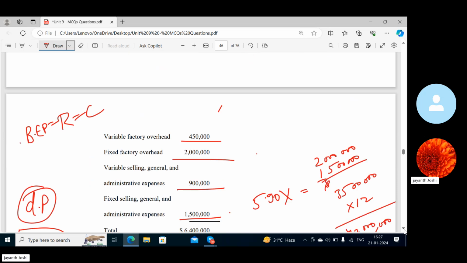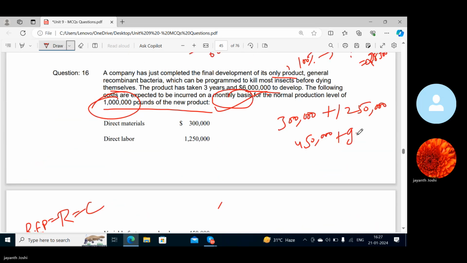We will take 9 lakhs. These are all your variable costs, 2 lakh 19, 29 lakhs. Is it right? Yes. They are taking how many pounds? We'll find out the per unit variable cost: 2.90, correct? Yes.